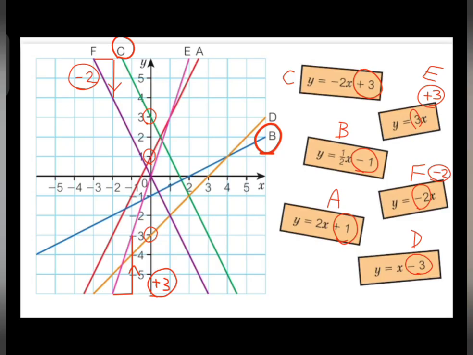Very good. And this is how you answer a question like this. First thing you do, you find the y-intercept, and then find it on the y-axis. And look which line is crossing this y-intercept or this point, and then match it to the equation. If you have the same y-intercept like we had here for this and this, find the gradient to differentiate between the two lines. Find the gradient. You will know which line is matched to the equation. And this is how you answer a question like this.